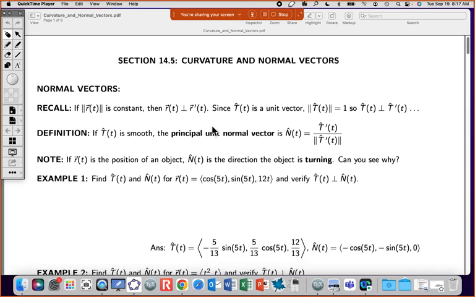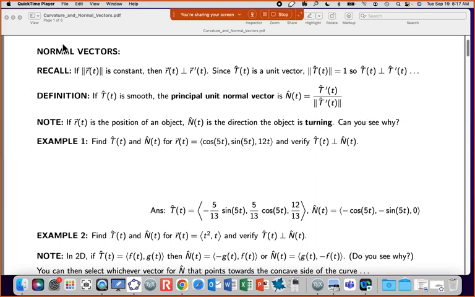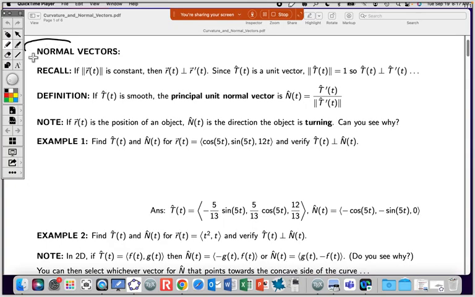So let's start off here talking about normal vectors. Now remember, when we talk about vectors, we talk about orthogonal vectors, if two vectors are perpendicular. We have perpendicular lines, orthogonal vectors, and when we talk about orthogonal to a shape like a plane, we use the word normal. So today we're going to develop what's called the normal vector.